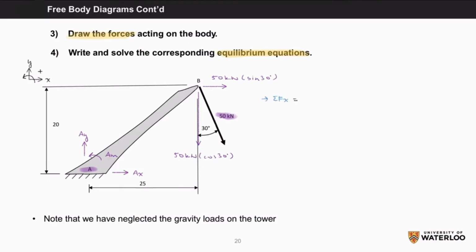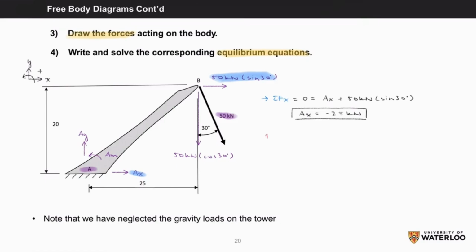The sum of Fx equals 0 accounts for Ax and the X component of the 50 kilonewton force at B. Our equation will be 0 equals Ax plus 50 kilonewtons times sine of 30 degrees, which results in Ax being negative 25 kilonewtons. A negative value means that Ax will act towards the left.